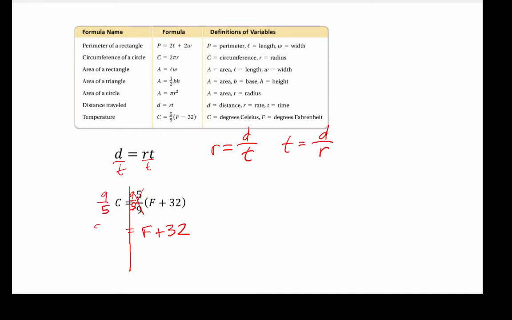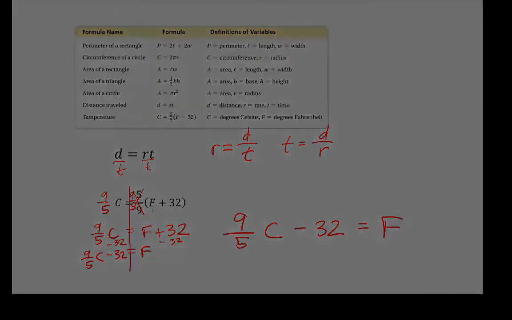So right now I have 9/5 C equals F plus 32. But I want F by itself, so all I'll do is subtract 32 from both sides. And that'll give me 9/5 C minus 32 equals F. Let me write that over here so it's not so sloppy. This is how we would find a Fahrenheit temperature if we knew a Celsius temperature. A little bit easier to do this way than it would be to go back to our original equation, plug a value in for C, and try to solve for F.